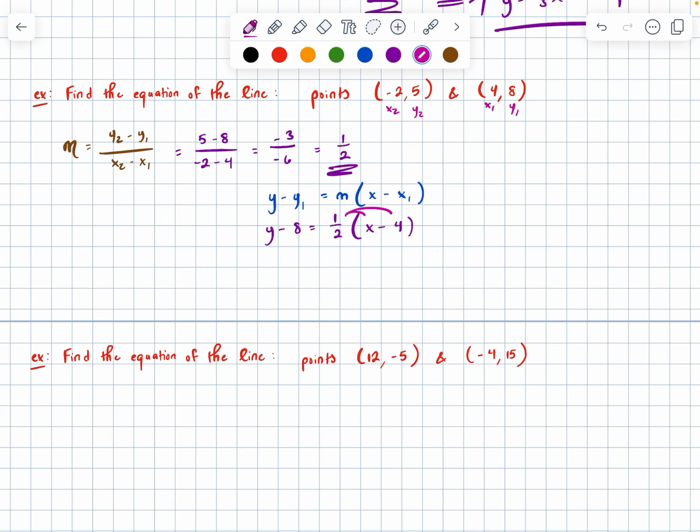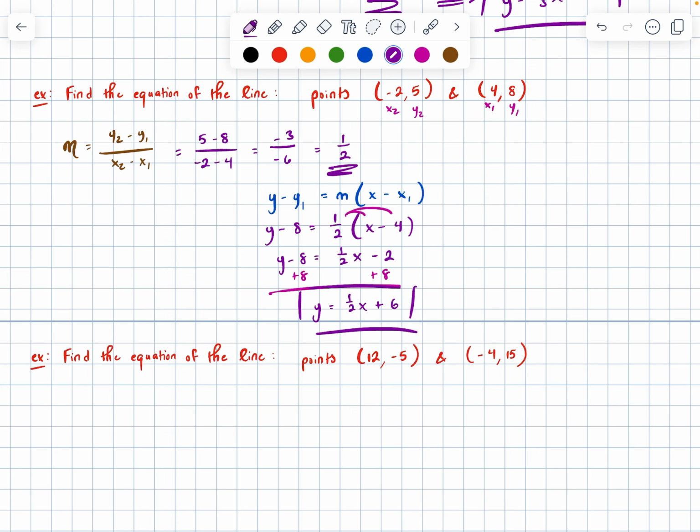Taking 1/2 and distributing, I know that y minus 8 is equal to 1/2 x. Half of negative 4 is negative 2. All I've got to do is add 8 to both sides. When I do that, we find that y is equal to 1/2 x plus 6.